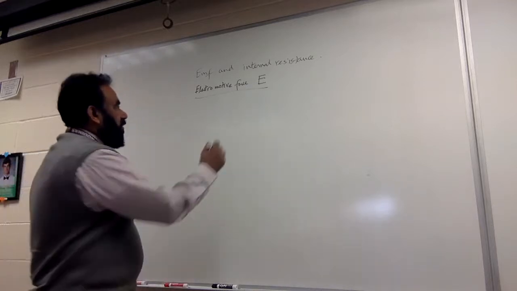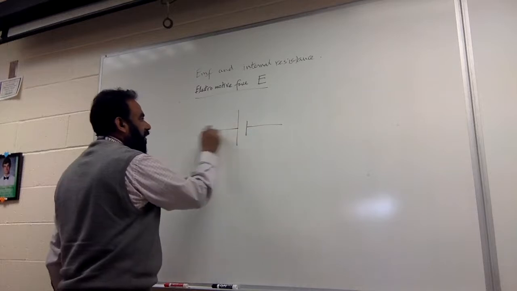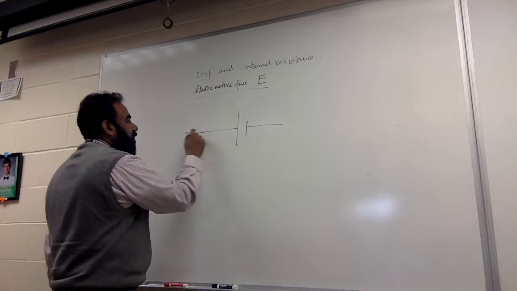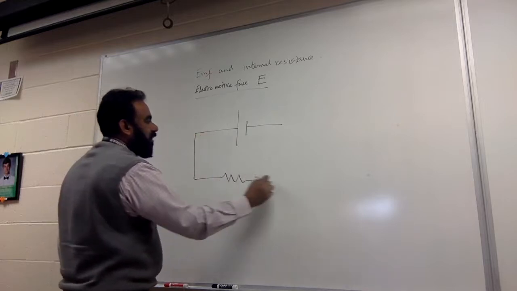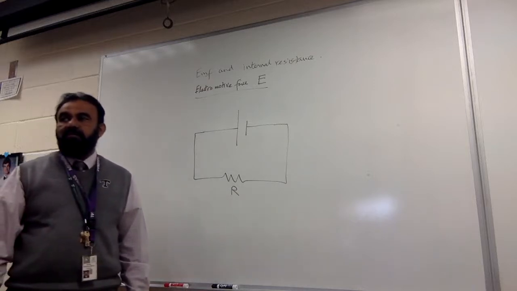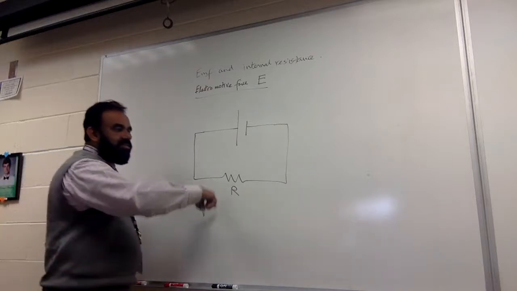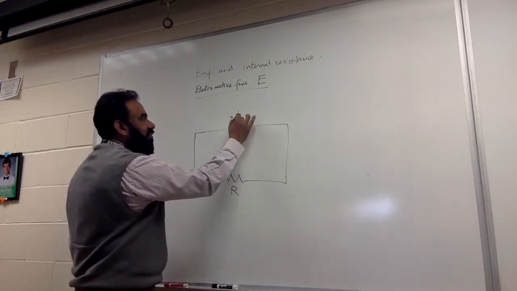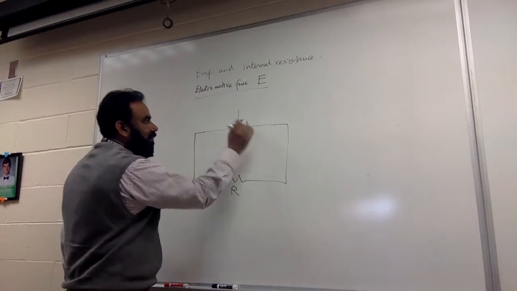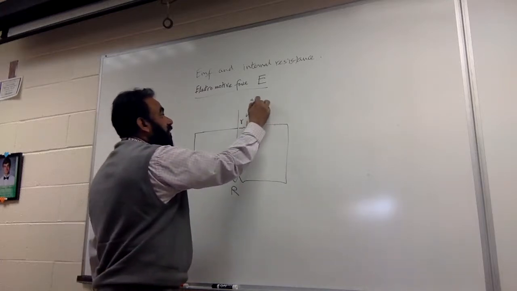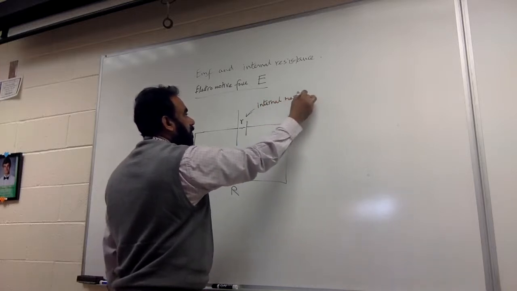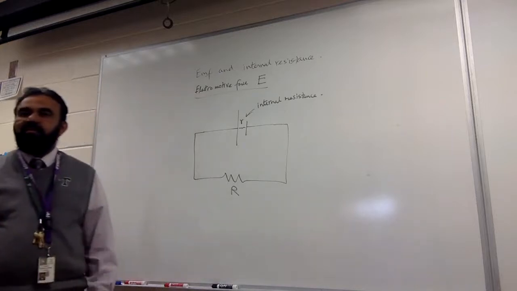Okay, so let's see now. If you have a cell or a battery like that, you have a resistance outside, and this we symbolize with the letter capital R, called external resistance. And then we have another resistance inside here. That's called internal resistance.